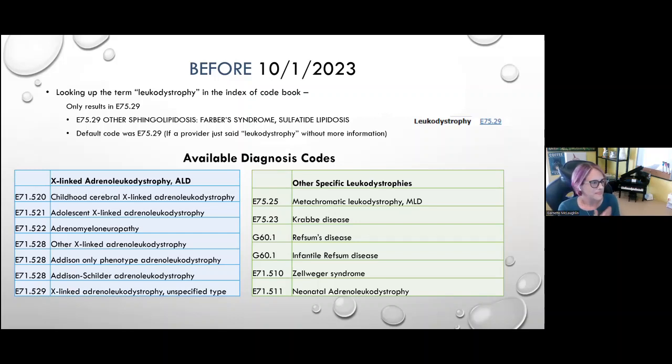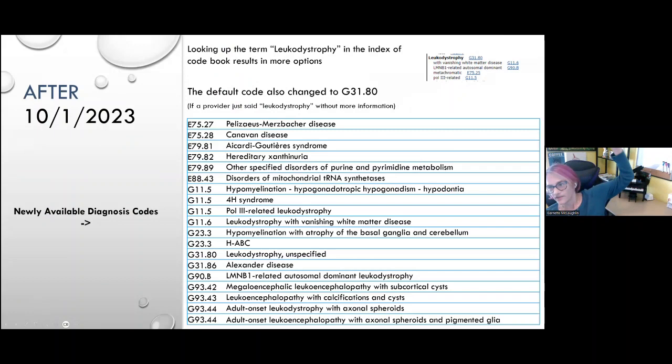So Dr. Bonkowsky mentioned there wasn't a lot available prior to this rollout. And we really didn't have a great place for these. You can tell the default code: if a provider just says leukodystrophy without saying any additional information about it, it actually went to a different code, E75.29, which we don't love. So now you can see this code set has expanded considerably.